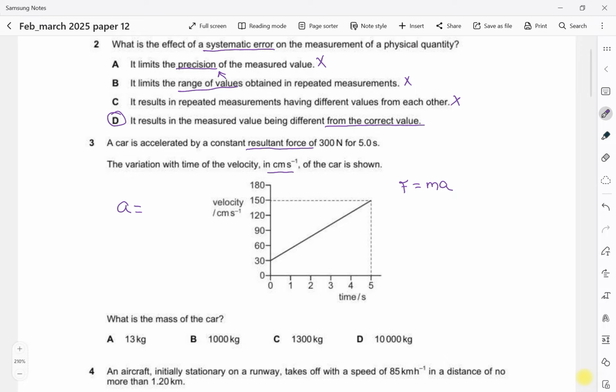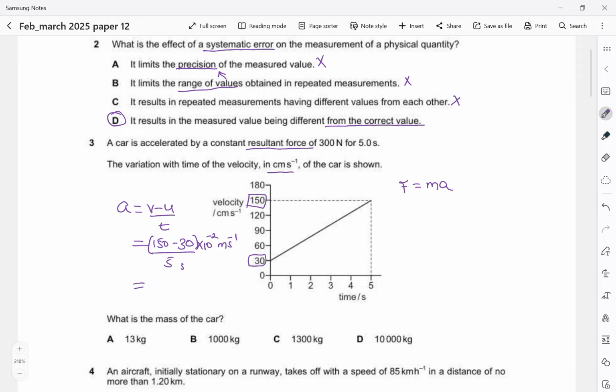So the acceleration a is equal to the change in velocity divided by time. The change in velocity is going to be 150 minus 30. So from 30 to 150, the time is 5. But remember, this was in centimeters per second, so I'll multiply this by 10 to the power of minus 2 to change this to meters per second, then divide by 5 seconds.